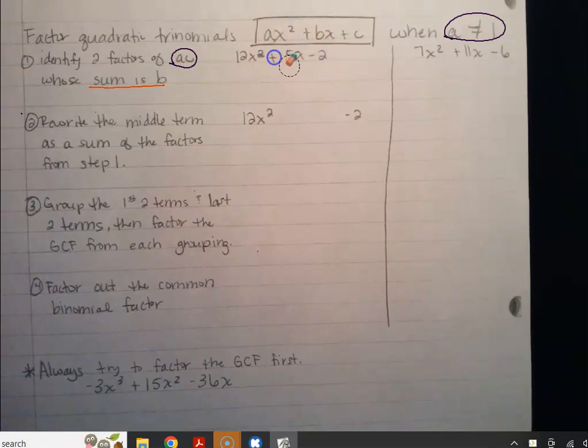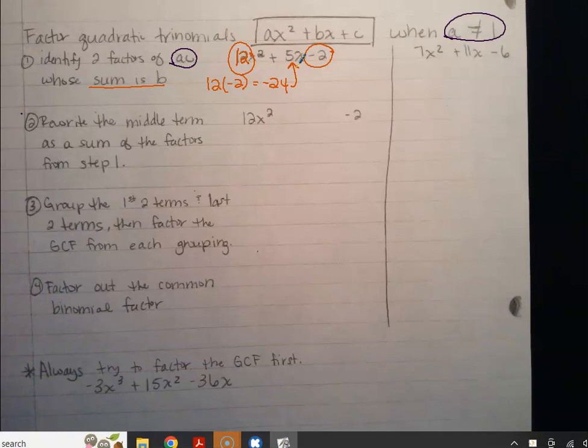Okay, so this time we have a number in front of the x squared, right? We've got a 12. So now we have to take the a and the c and multiply those together. So we're going to do 12 times -2. That equals -24. And now we find what factors give us that positive 5, that b value.